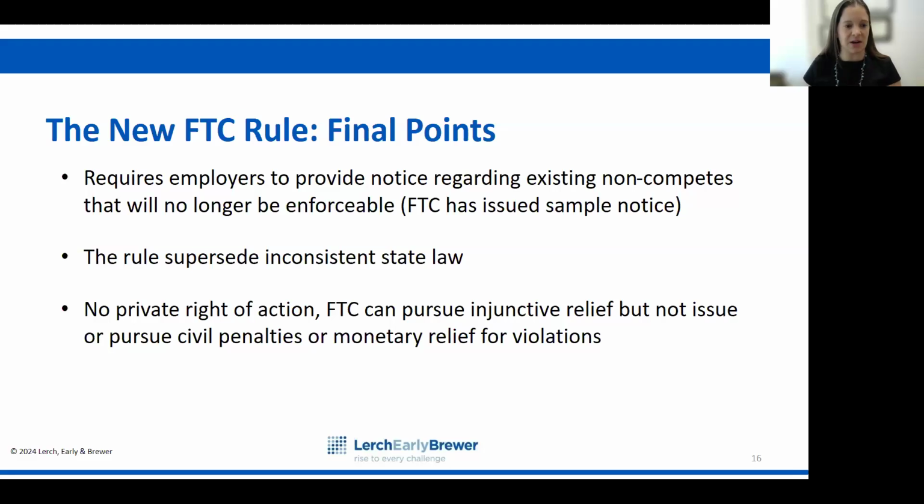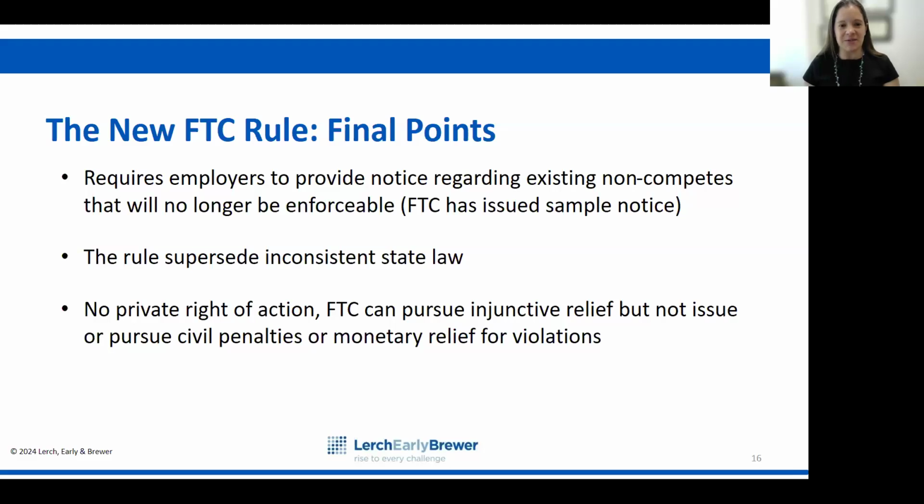So some states have enacted laws basically saying employers in our state can use non-competes and that localities cannot pass laws to restrict the use of non-competes. This rule would supersede such laws that basically entitle people to use non-competes. The interesting thing, and one question I've been getting a lot, is how is it going to look as far as enforcement? What teeth does this rule have?